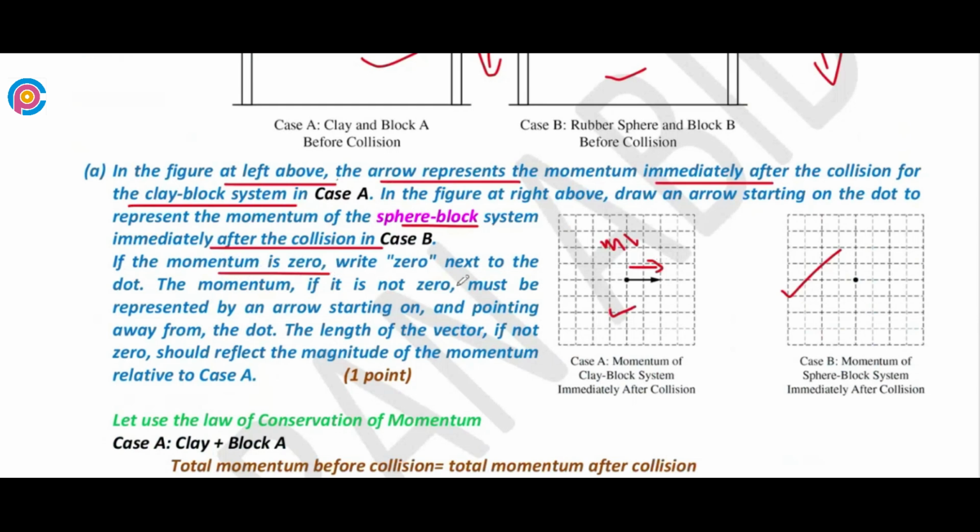If the momentum is zero, write zero next to the dot. If the momentum is not zero, it must be represented by an arrow starting on and pointing away from the dot. The length of the vector, if not zero, should reflect the magnitude of momentum compared to case A. So we have to draw the momentum of case B, in which the sphere and the block system is there.